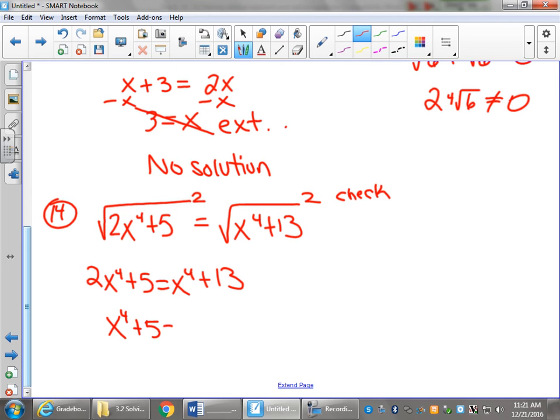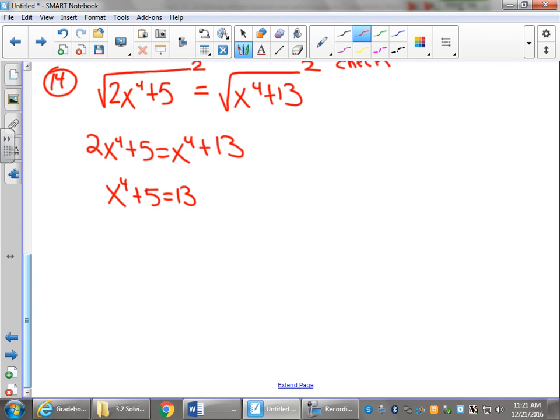From here, what are we going to do from here? Subtract the 5. Then what? Find the fourth root of 8. Okay. Now, there is not a perfect fourth root of 8. There's a perfect third root of 8, but not a perfect fourth.